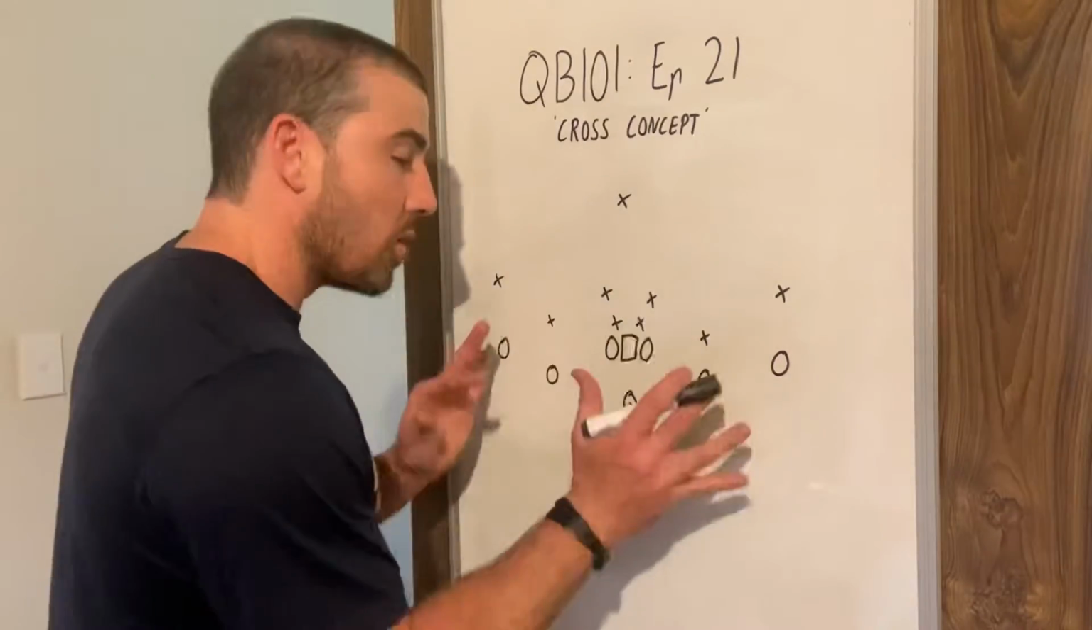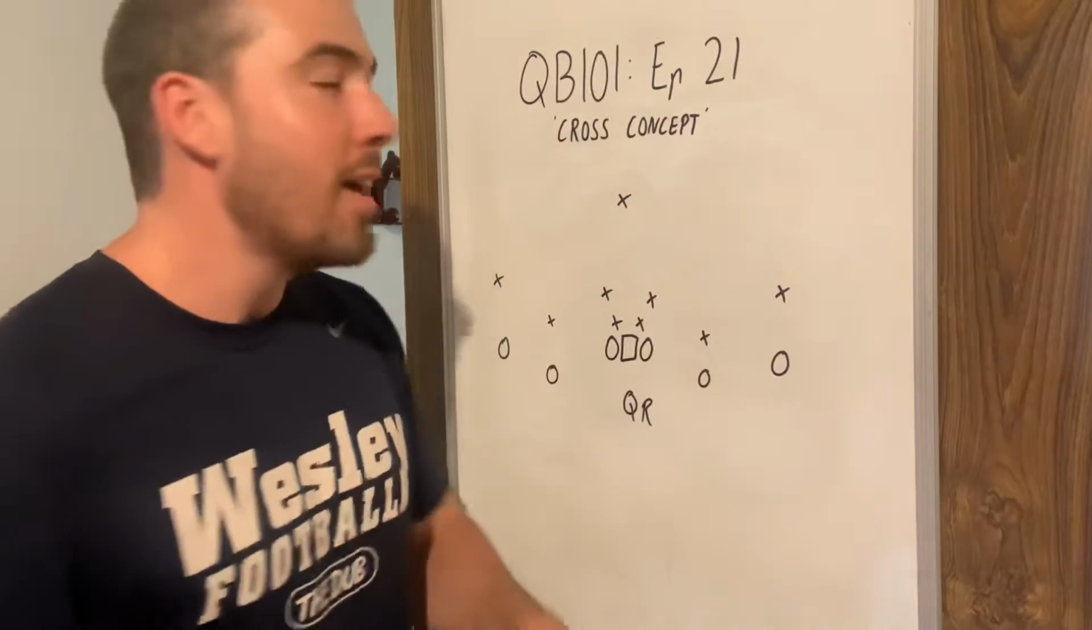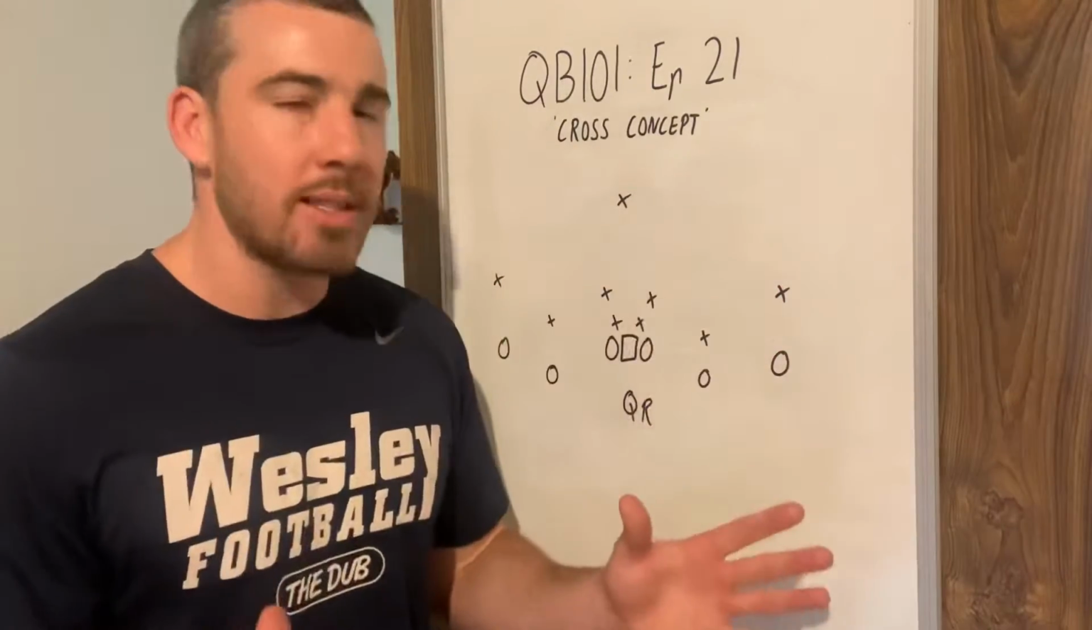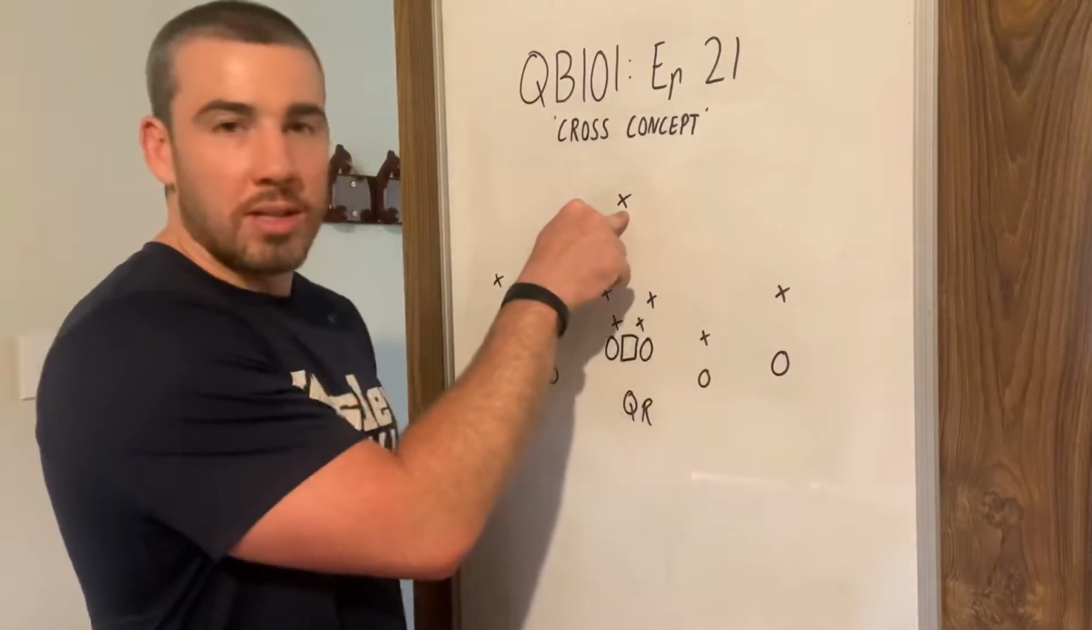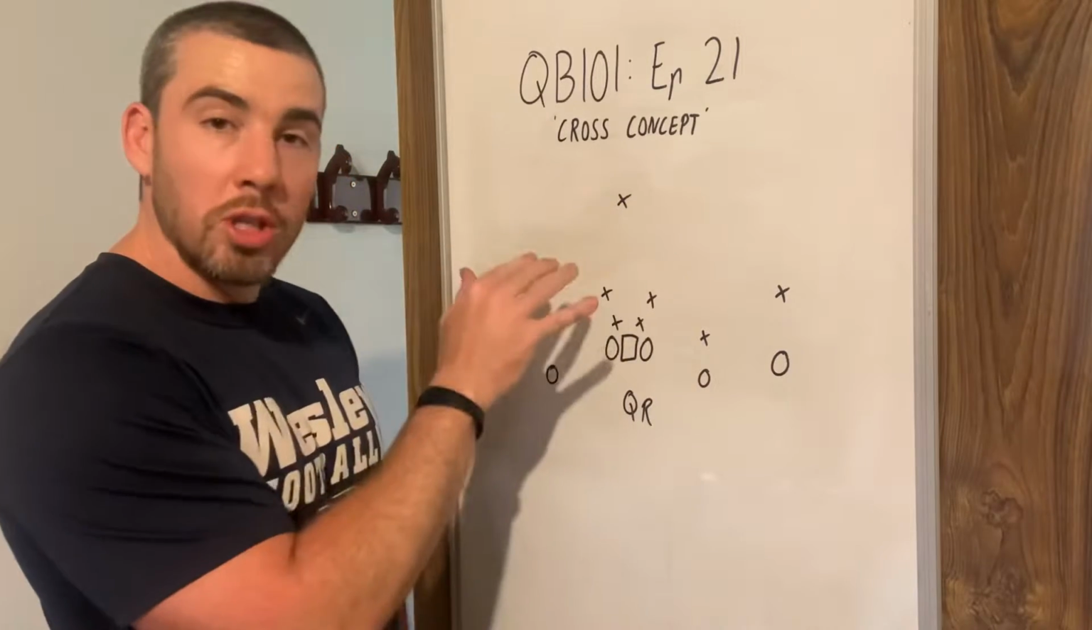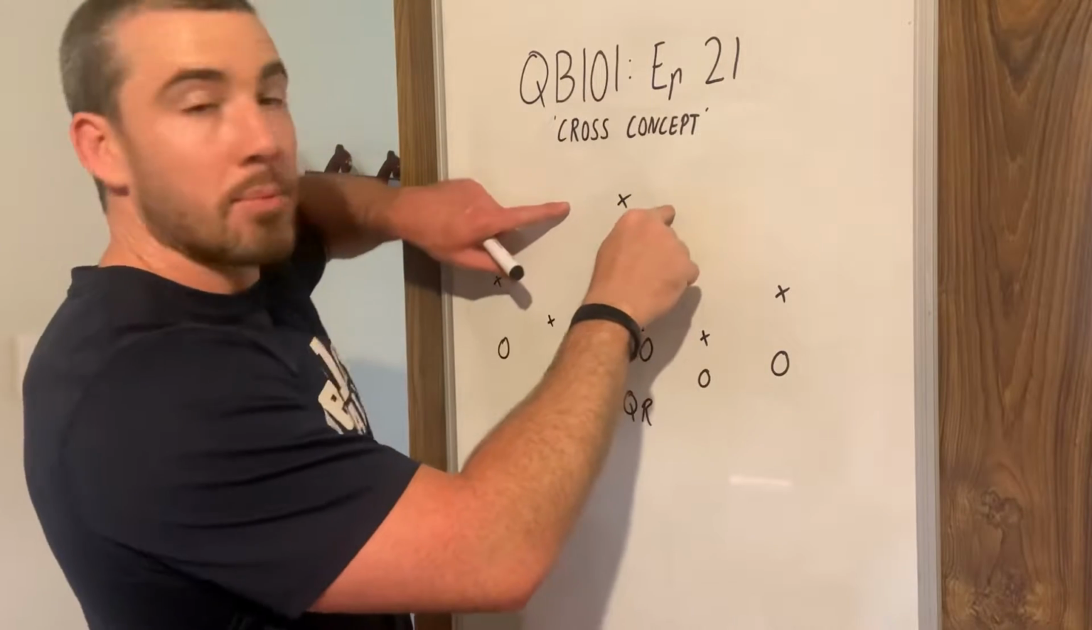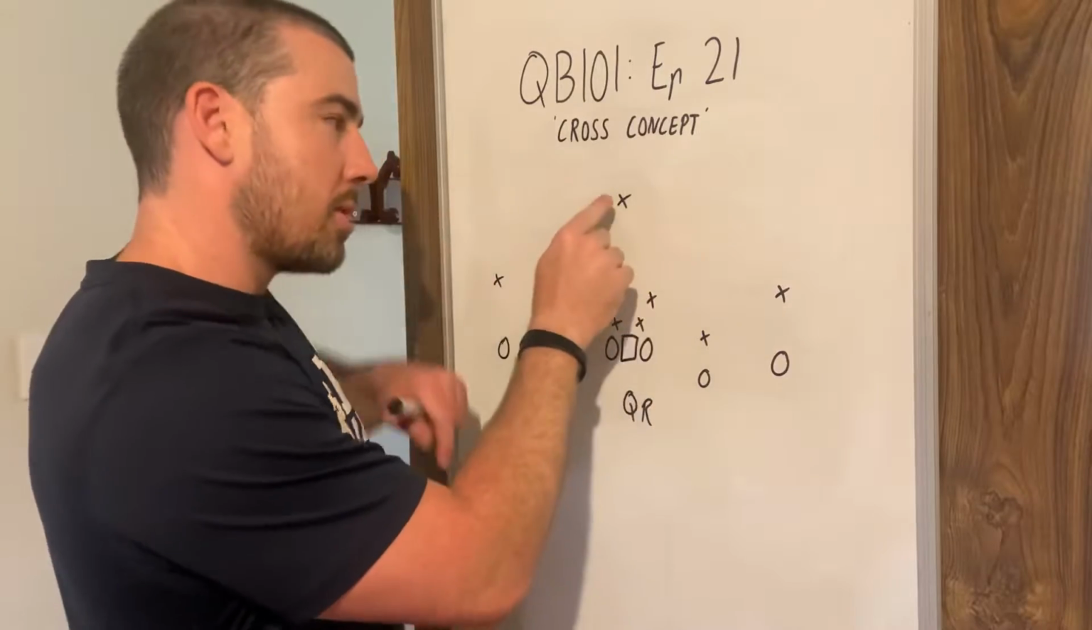All right, so the first thing we want to do before we snap the ball is have a look at the defense. This is what I tell my new quarterbacks. First thing, look at the safety. Where are they? All right, usually you're going to see single high safety. Sometimes you might see 2. All right, but most of the time single high.